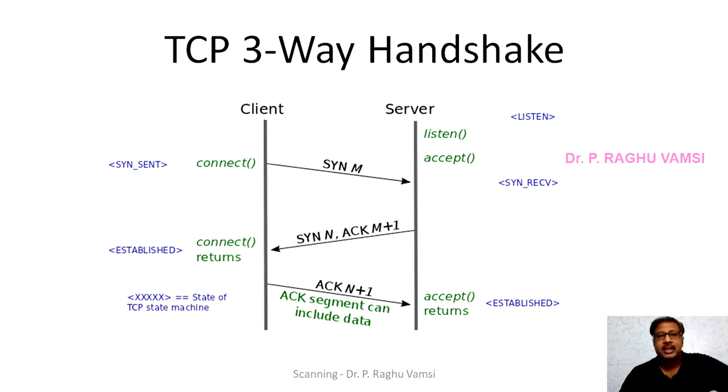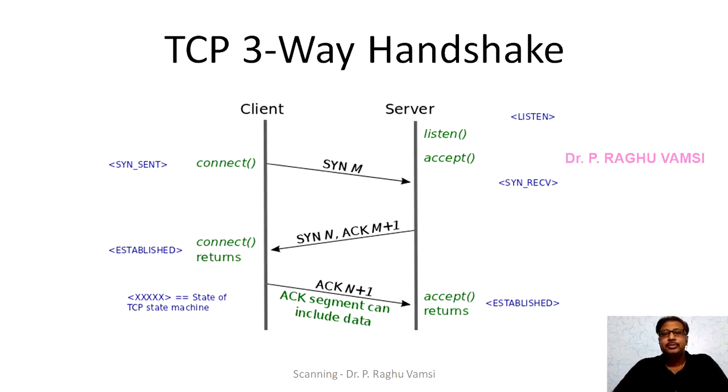If the client wants to send the data again or to make the data transmission again, it has to follow this TCP three-way handshake first. Then the connection must be established. Then the data transmission should take place. So this is the way how the TCP flags and TCP communication, or TCP three-way handshake, will be helpful for establishing the connection between the client and server.